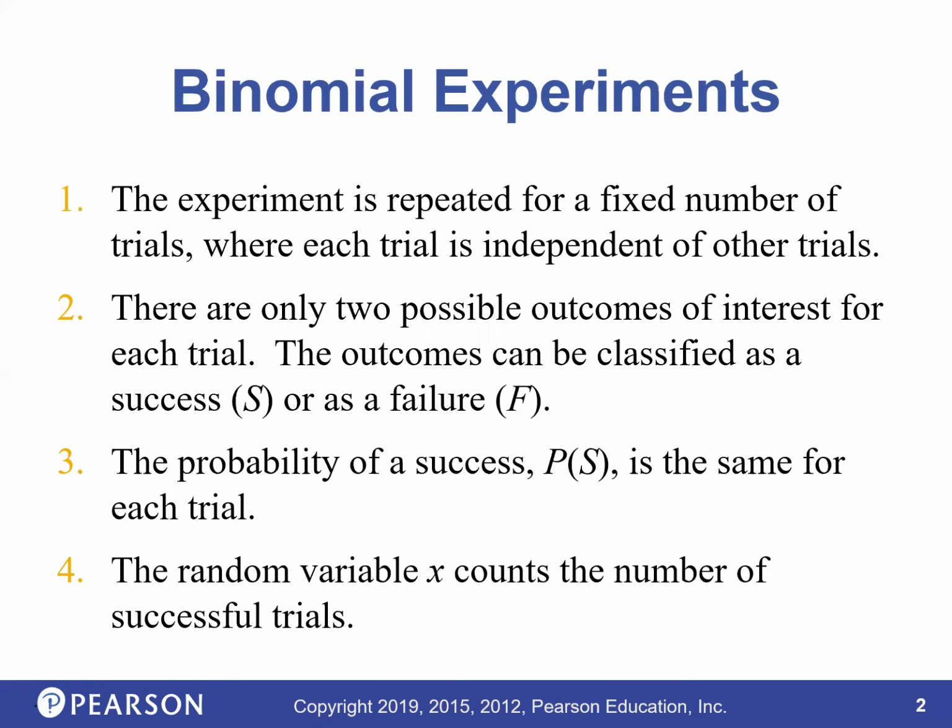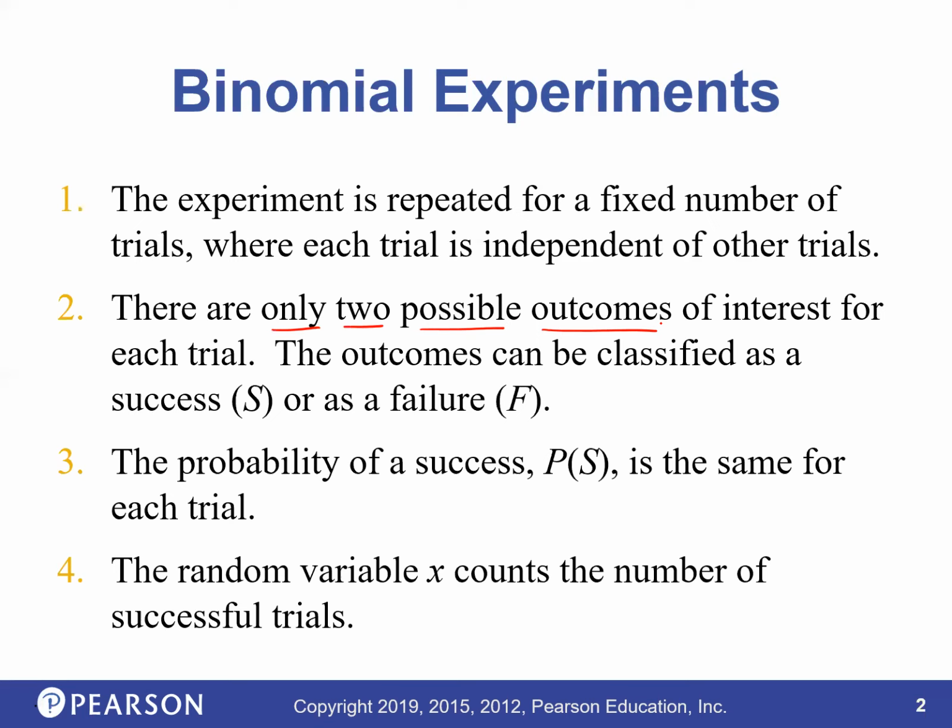The experiment has to be repeated a fixed number of times. Each trial has to be independent, so the probability has to stay the same. Oh, look at this. Here's what makes it a binomial. Instead of being a discrete list of personality traits, 1, 2, 3, 4, 5, now here it is: only 2 possible outcomes. Now we've got ourselves a binomial distribution.